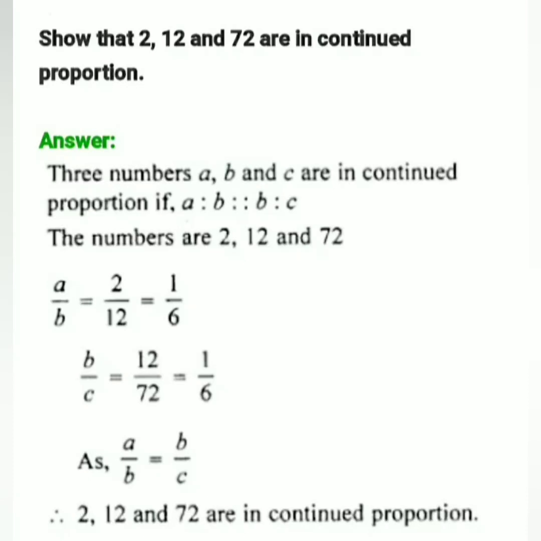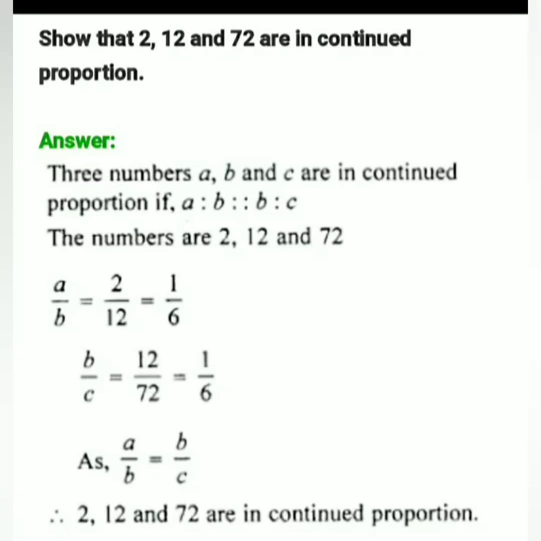So a upon b will be 2 upon 12, which we have reduced to 1 upon 6. Then b upon c, 12 upon 72. 12 ones are 12 and 12 sixes are 72. So we are getting a upon b is equal to b upon c. Both we are getting 1 upon 6. So it is verified that they are in continued proportion.